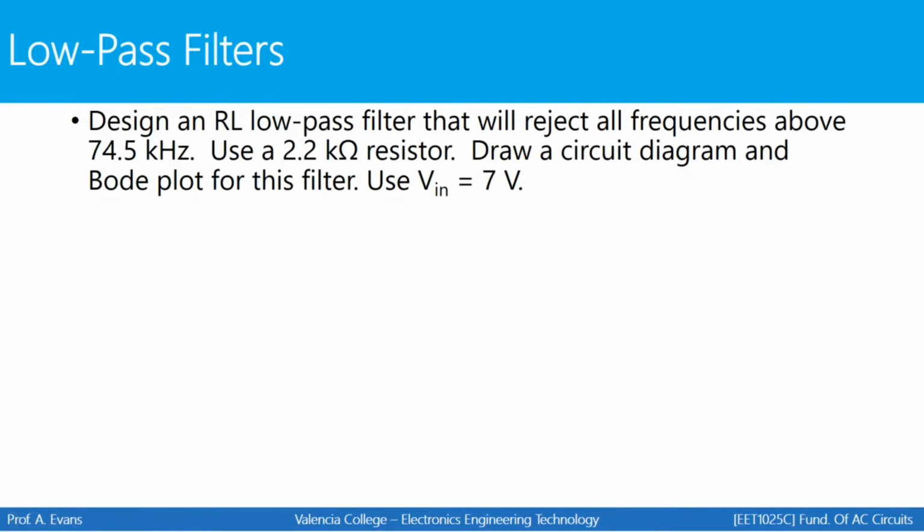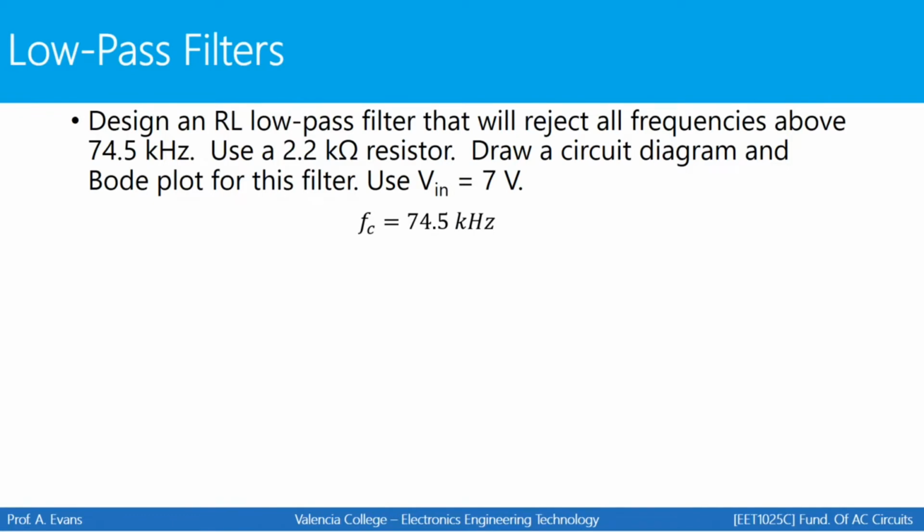So here's the design question. We're going to design an RL low-pass filter that will reject all frequencies above 74.5 kilohertz. Use a 2.2 kilo-ohm resistor. Draw a circuit diagram and Bode plot for this filter. Use Vin as 7 volts. So if we're going to design an RL low-pass filter that will reject all frequencies above 74.5 kilohertz, that means that's my critical frequency.